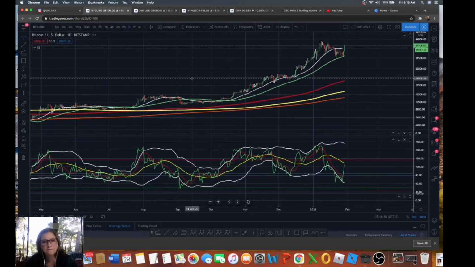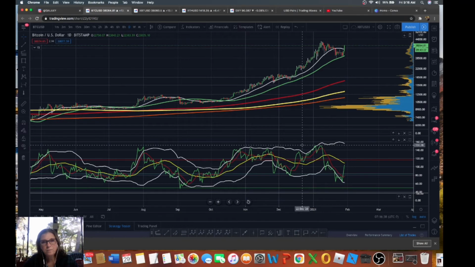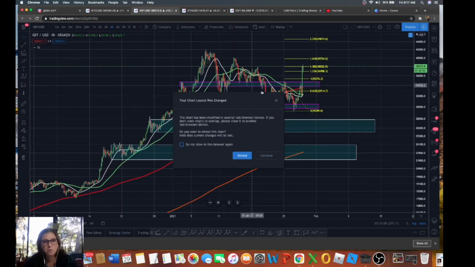On the daily time frame, there's not much to say about it at the moment other than we most likely might get rejected at this yellow line here. And we'll talk more about that when I show you what's happening in the 4-hour time frame. Let's jump over to the 4-hour.